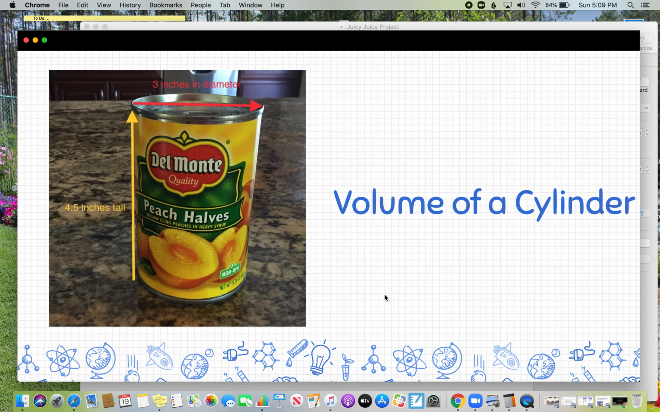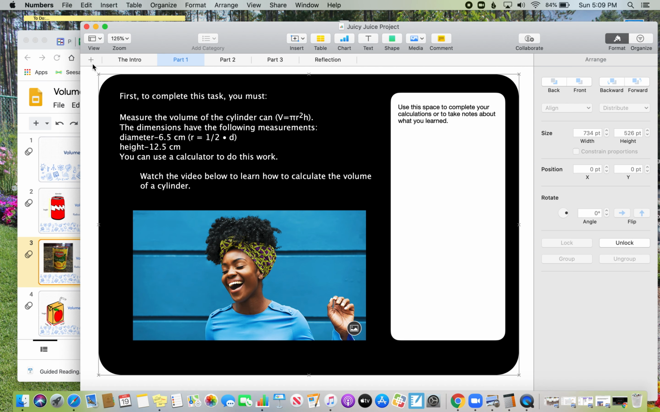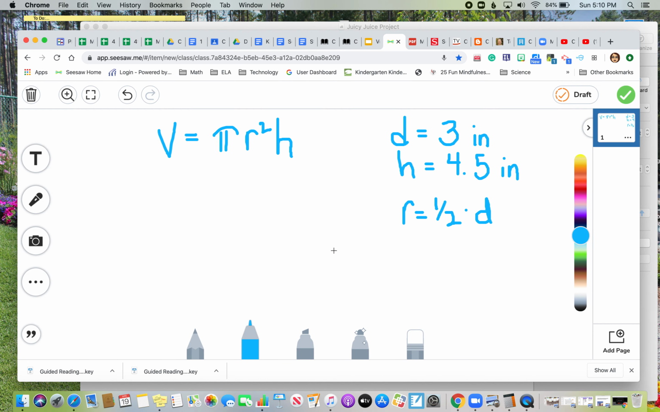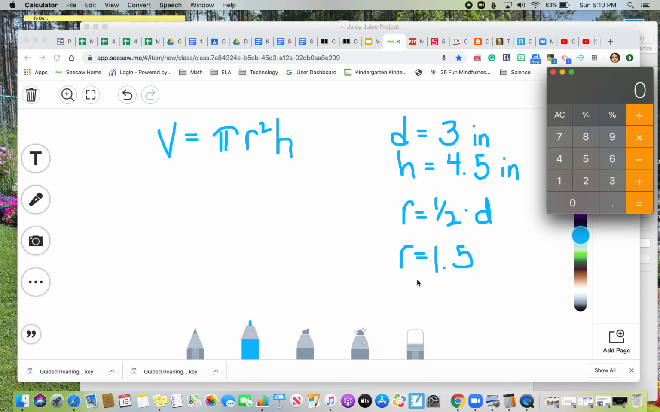And I can use my calculator to do these calculations. So here, I'm going to use my volume is equal to pi times radius squared times the height. So if the diameter is 3 inches, the radius is half of that. So I know that my radius is equal to 1.5. But then I have to square that and then multiply it by the height. So if I use my calculator, I'm going to say pi, 3.14 times the radius squared.